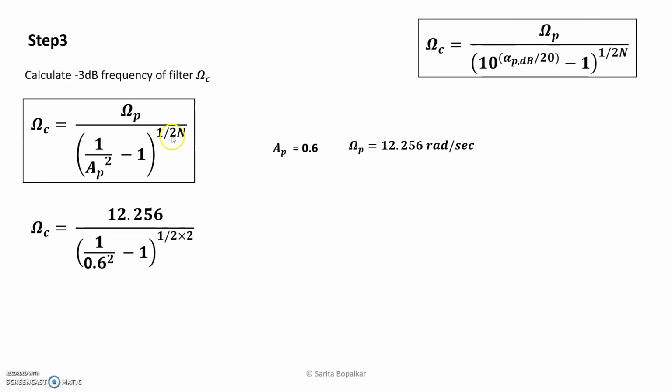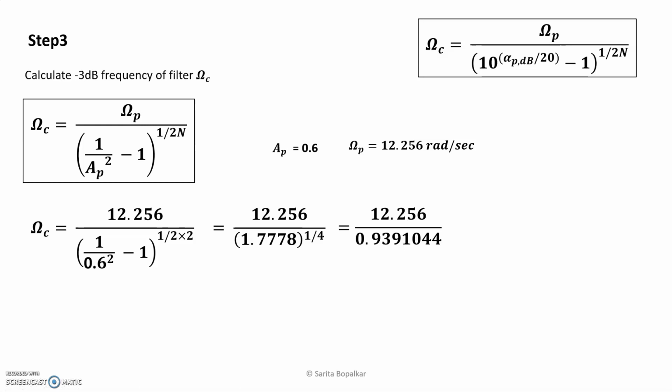So we'll put the values here in this formula to calculate Ωc. N is 2, Ωp and Ap. We'll calculate it. Ωc becomes 13.05. Just observe what your Ωp is. Ωp is 12.25 and Ωc becomes 13.05.